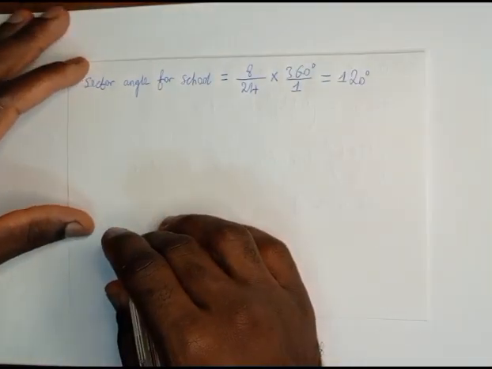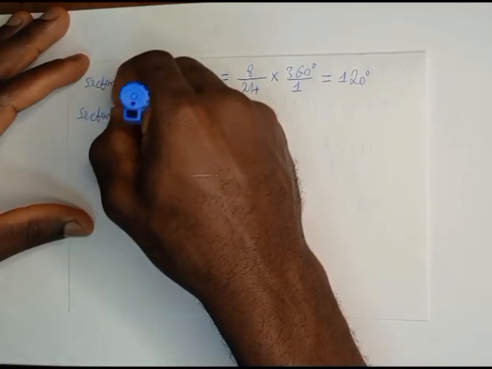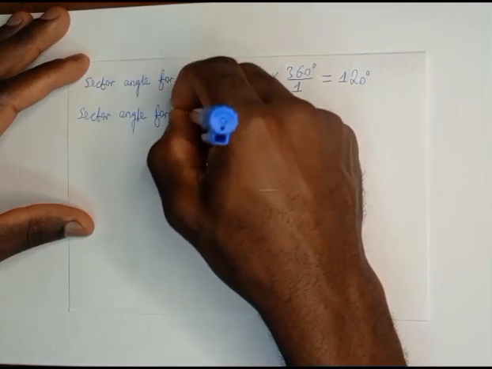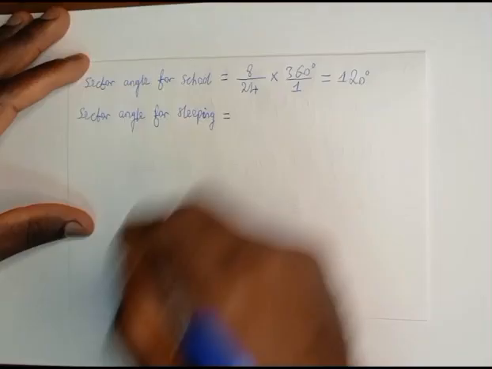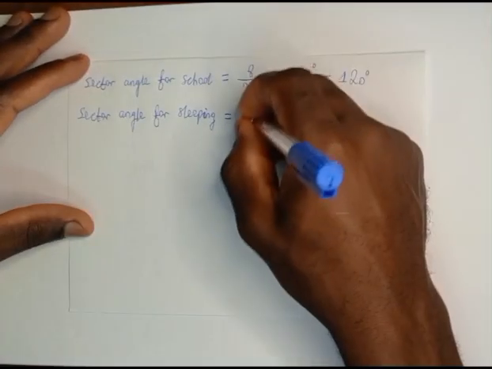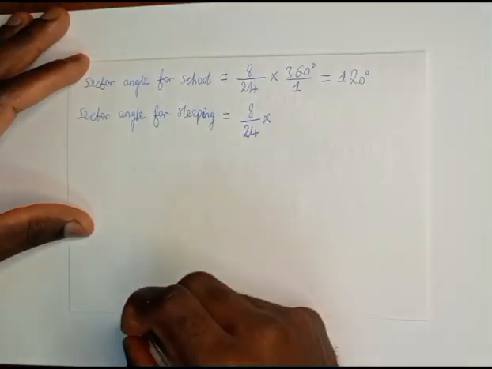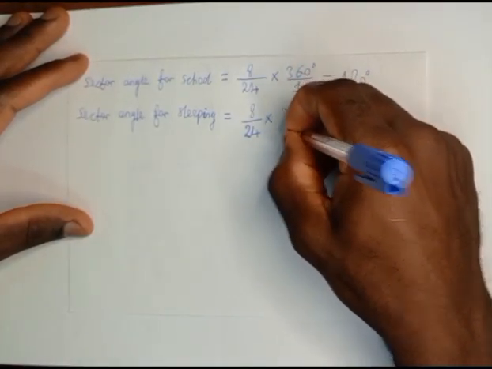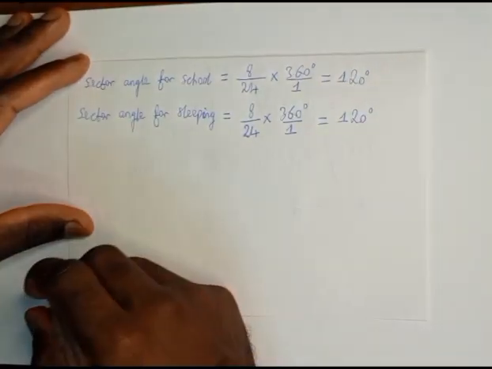Next, we need the sector angle for sleeping. It is simply equal to, we divide the frequency for sleeping, 8 by the total frequency, which is 24. Then we multiply all this by 360 degrees over 1. And this will give us 120 degrees.